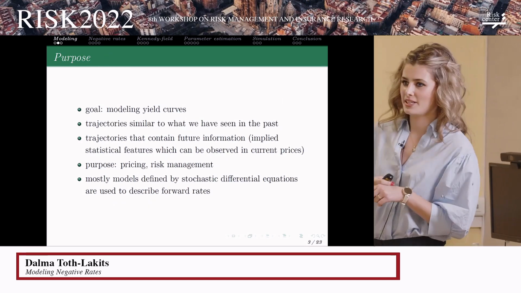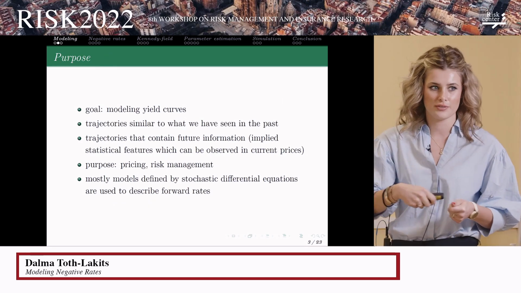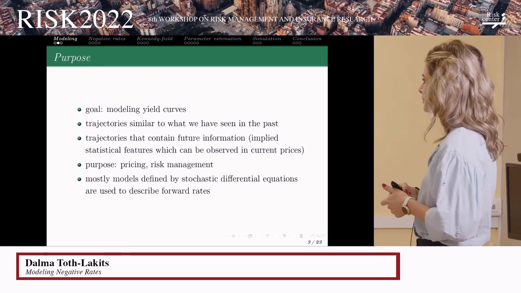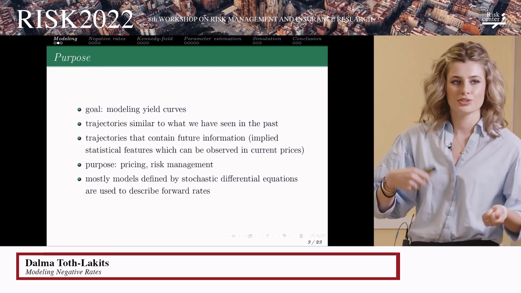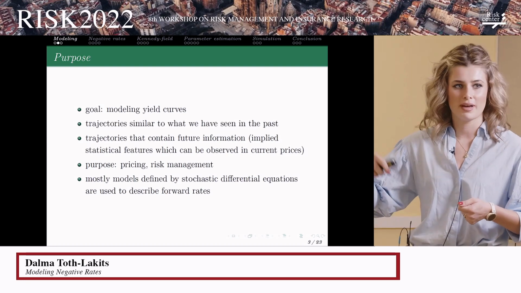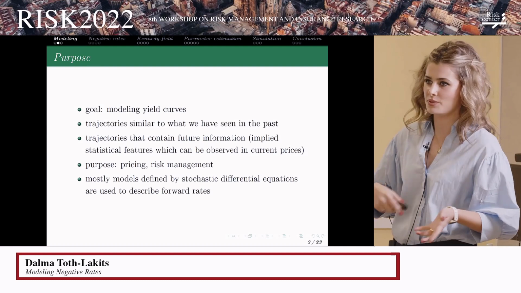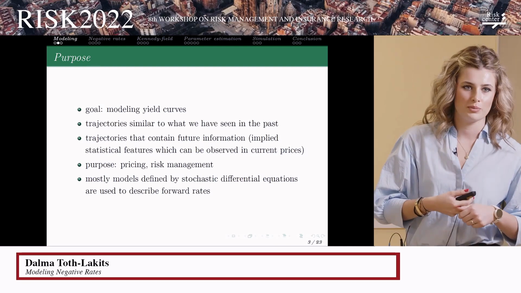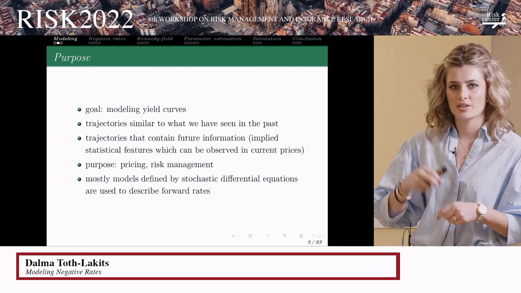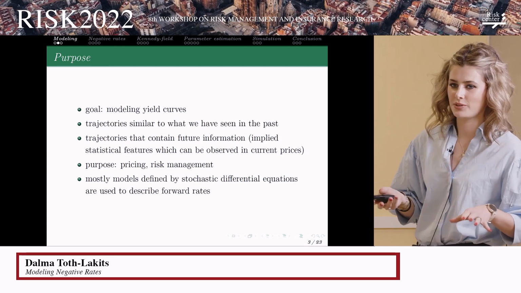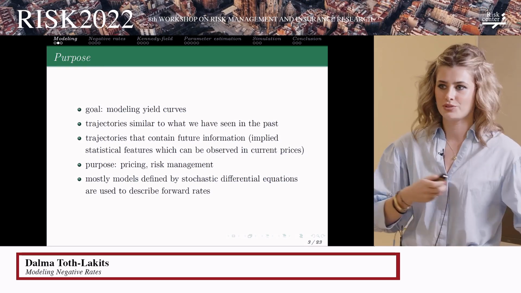We want to create trajectories that also contain the future information, which we can see in the current prices on the market. And the reason we want to do that is because we want to price financial assets and then manage the risk, or in other words, we want to hedge. And as you may know, the models are mostly defined by stochastic differential equations. So we are going to give a different approach to this.